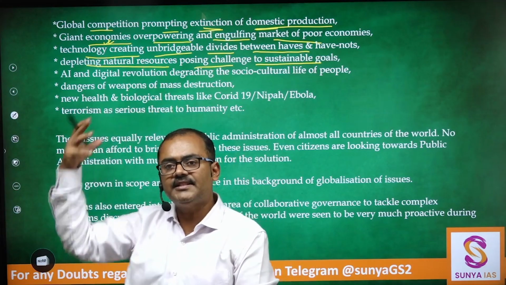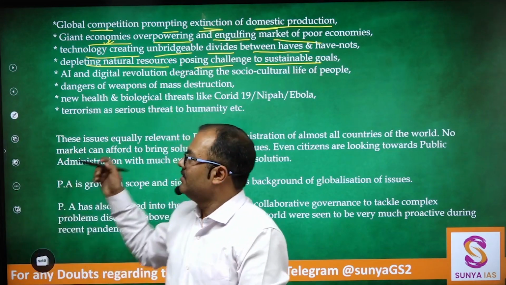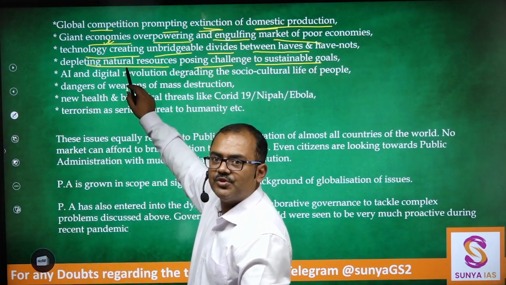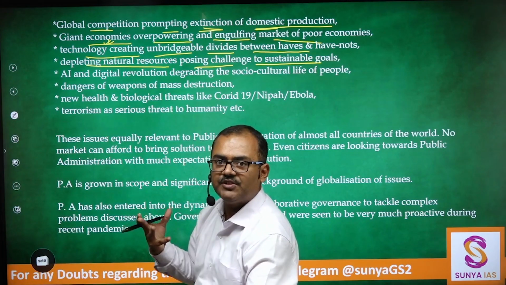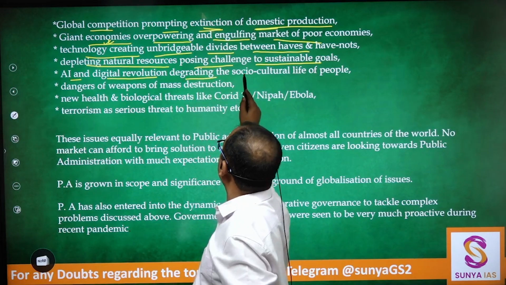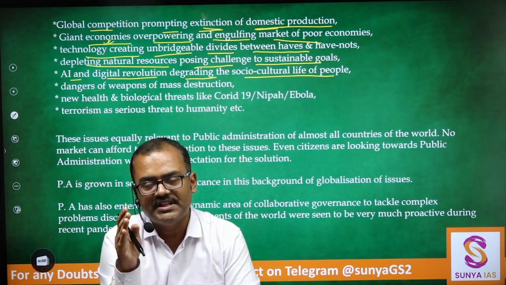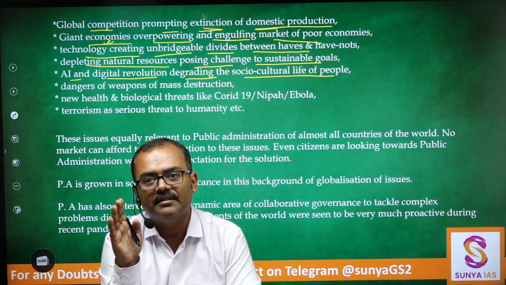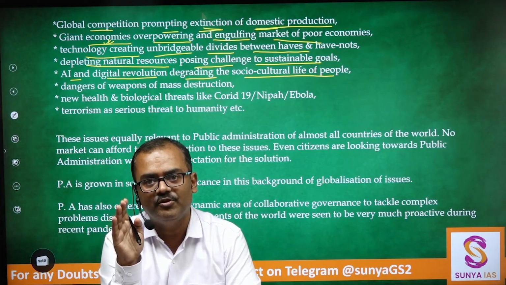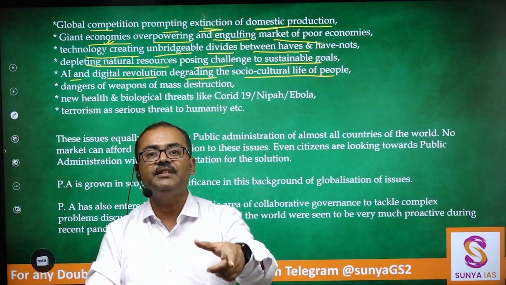Even in general, sustainable goals achievement requires the conservation of natural resources. For this, the public administration must be alert. AI and the digital revolution are degrading the socio-cultural life of people. There are good aspects of AI, the positive dimensions of the technological revolution, the digital revolution, but it is affecting the socio-cultural life. Public administration must intervene.